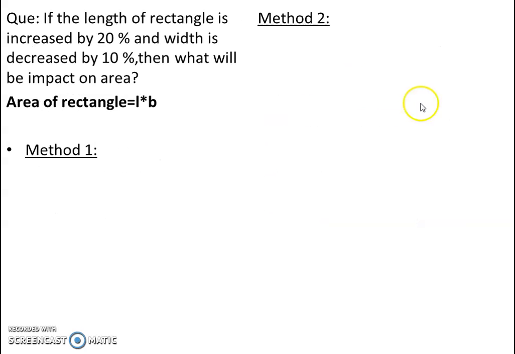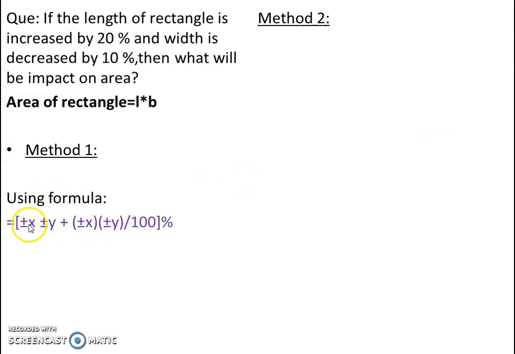So now the next question is, if the length of a rectangle is increased by 20% and width is decreased by 10%, then what will be the impact on area? As we all know, area of rectangle is calculated as length into width. In this question we will use two methods. So first we will see method 1, and in method 1 we will use a formula.